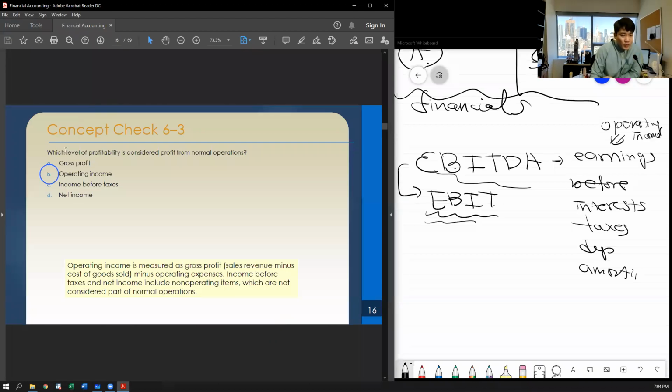So which level of profitability is considered profit from normal operations? When you're talking about profits or earnings from normal operations, you're most likely talking about operating income.